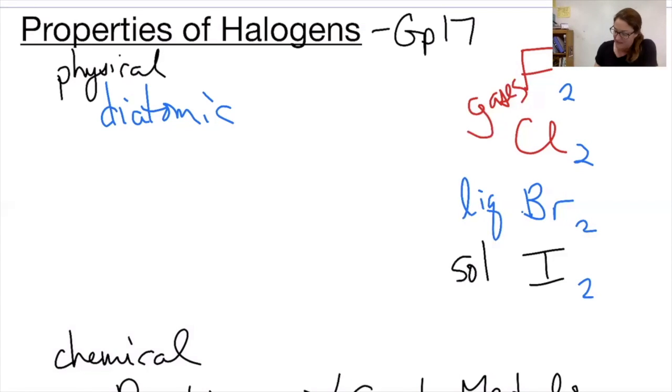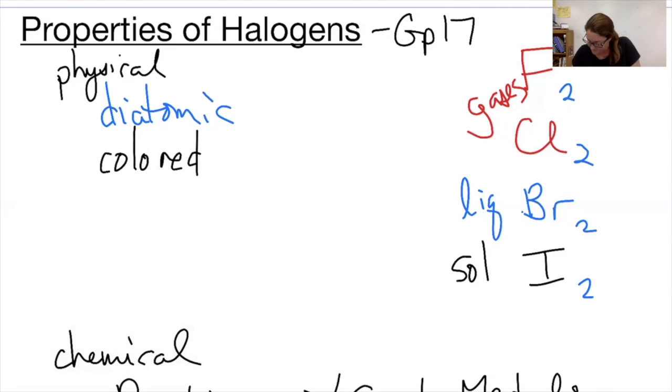They tend to be colored. Fluorine and chlorine are both greenish-yellowish gases. Bromine is a brown liquid. And iodine is a grayish, metallic-looking solid. That's most of what you need to know about their physical properties.